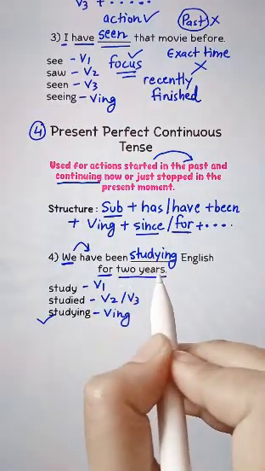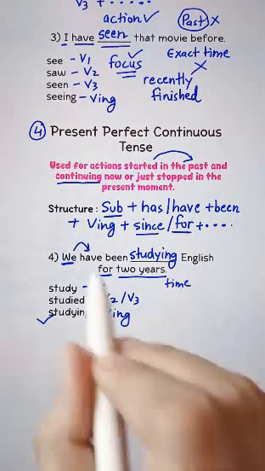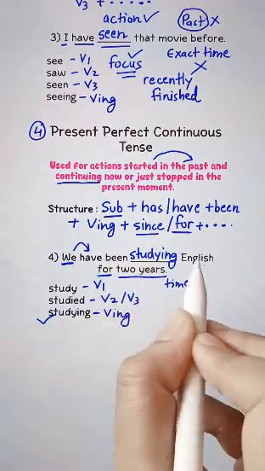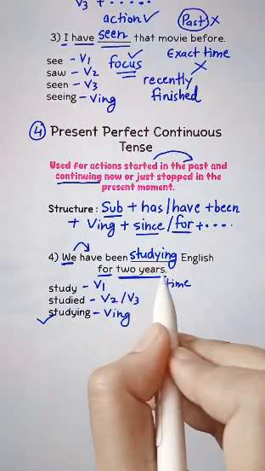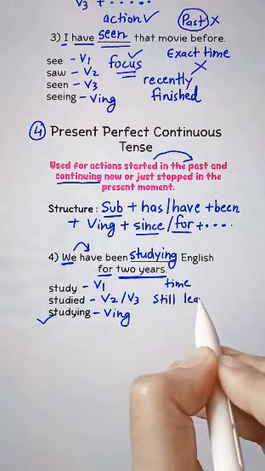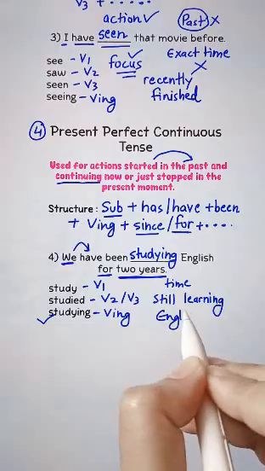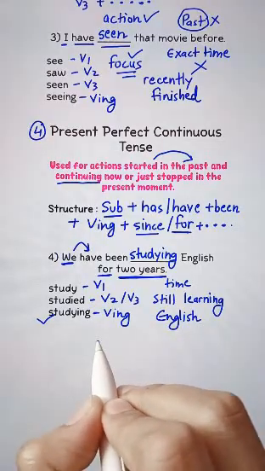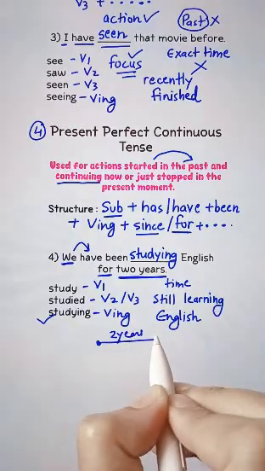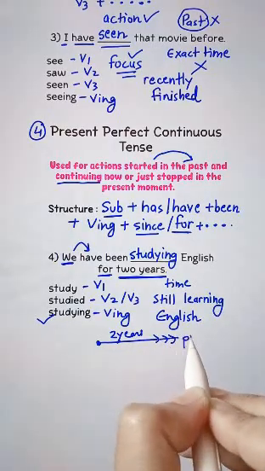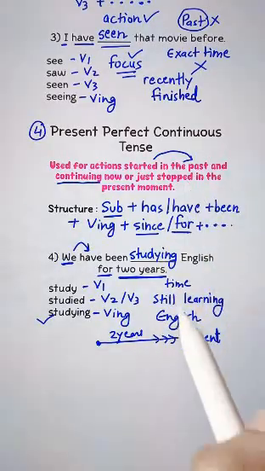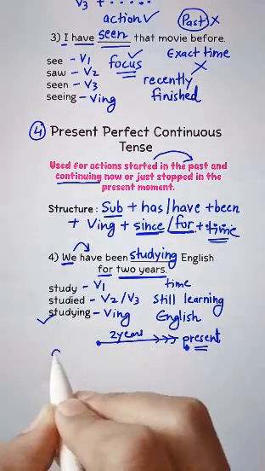And for shows the time duration. The meaning of the sentence is that the action started in the past and it's still going on. The action started 2 years back and it's still going on in the present moment. The person is still learning English. Started in the past, this is the point in the past 2 years back, and it's still going on in the present. So this was the rule and the structure of present perfect continuous tense.